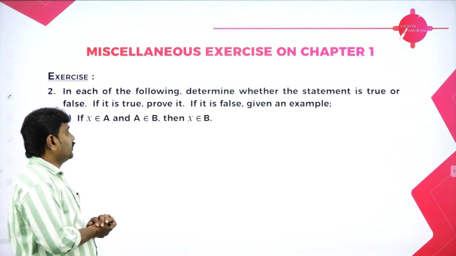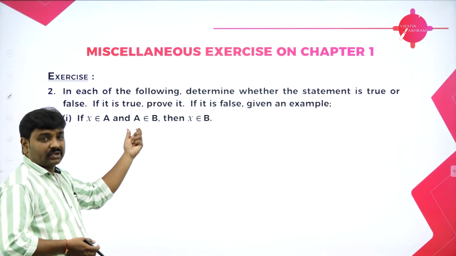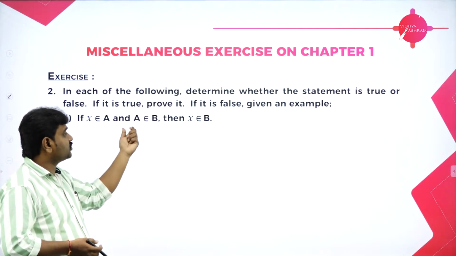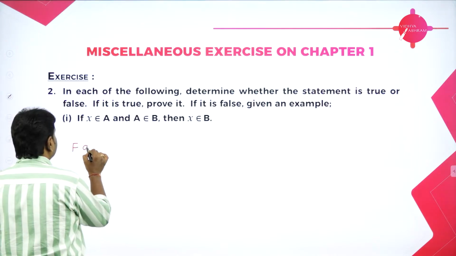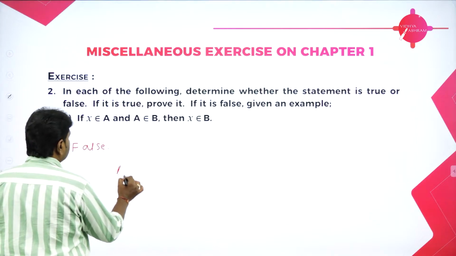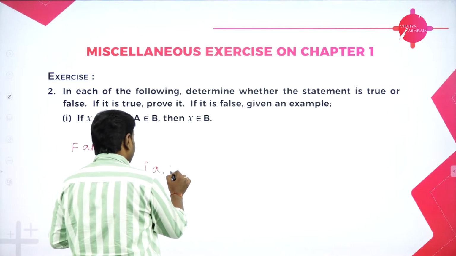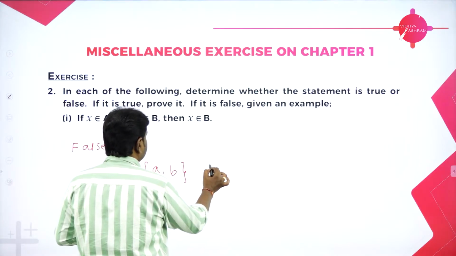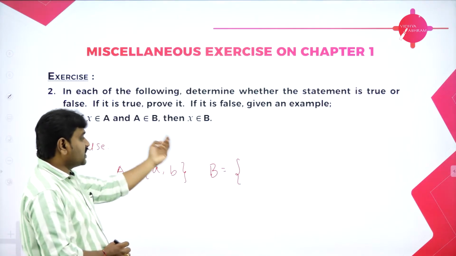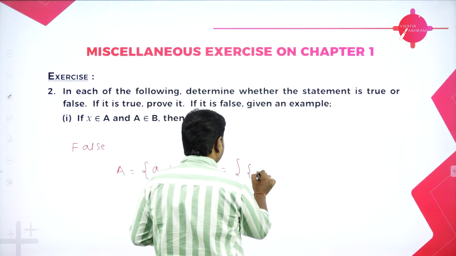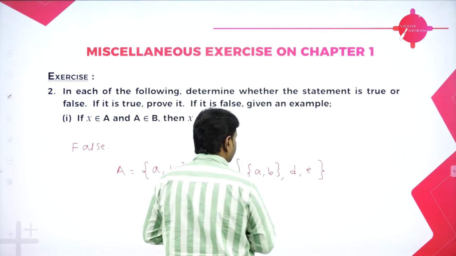X belongs to B, they told. See, please understand. B is a set. A is also a set. A is present in this. So, therefore, is it true or false? It is false. How can I decide false? Let us take set A with two elements, say a, b. I'll take set B. They told A belongs to B. A belongs to B means this should act as an element. So set B contains the set {a, b} as one element, and say d, e, something like this.